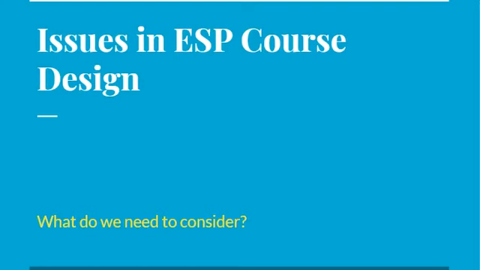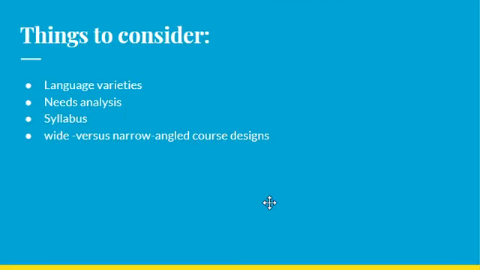Today we're going to talk about Chapter 3, and I'm just going to cover the basics and give you a summary. We'll be discussing issues in ESP course design. By issues, we mean what do we need to consider when we are designing our course. Here are some things that we need to consider. First of all, we need to consider language varieties, a needs analysis, a syllabus, and a wide versus narrow-angled course design. So let's examine these one by one.